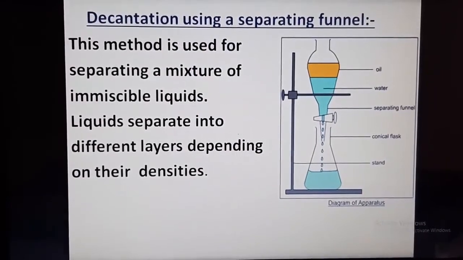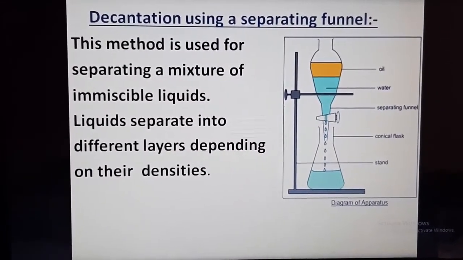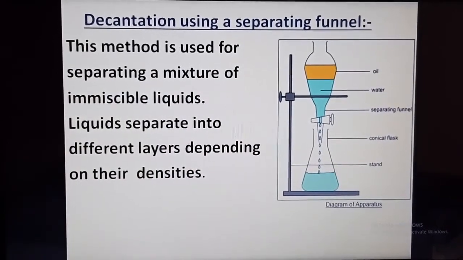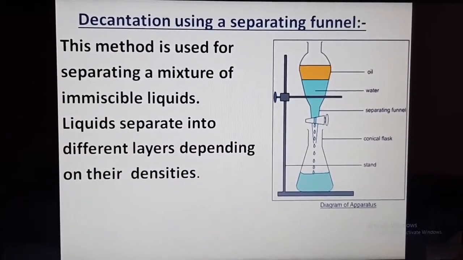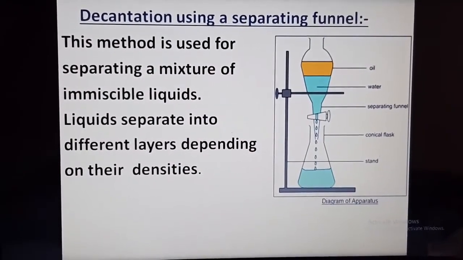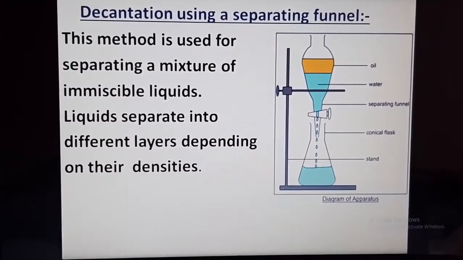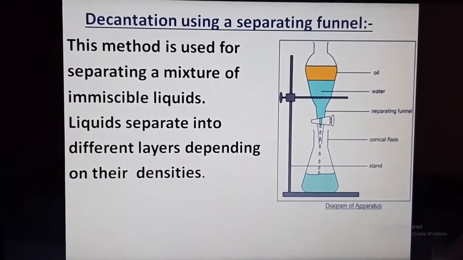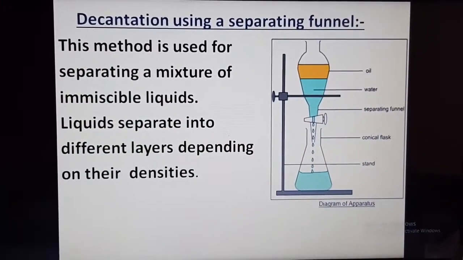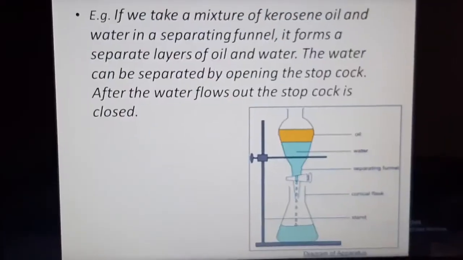For example, if you take oil and water, do they get mixed with each other? No, they do not get mixed with each other. So that is an immiscible liquid, which does not get mixed completely. The liquids separate into different layers depending upon their densities. This is the principle behind decantation, where we are using a separating funnel.